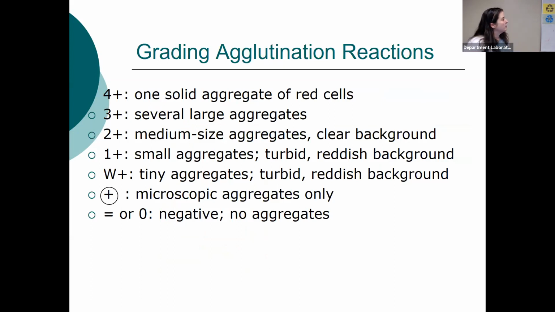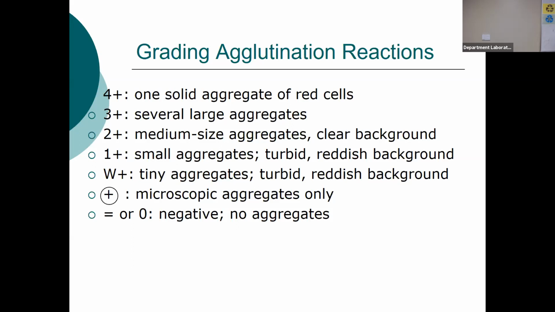So here's your grading of agglutination. 4+, you have 1 solid aggregate of red cells. 3+, you have several large aggregates. 2+, you have medium-sized aggregates with a clear background. The difference between 2+ and 1+: in 1+, the aggregates are small, and you usually have a very turgid or reddish background. So your aggregates should be a little bit smaller than a 2+, and you should also have more of a reddish tinge background.